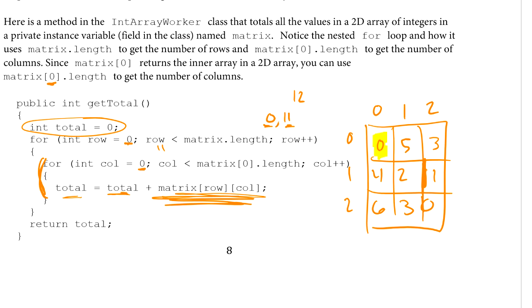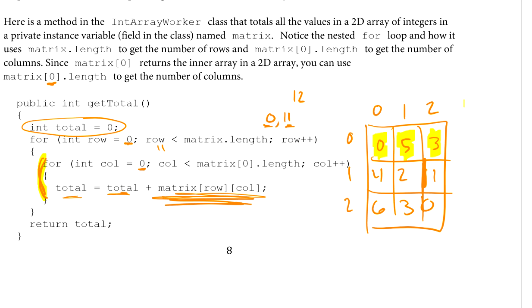Then column increases by 1, so now the next value would be a 5. So now total would be 5. And then again, the column number inside of this inner for loop increases by 1. So now the current row matrix value would be 3. 5 plus 3 is 8, so my total is 8. Now, I've completely gone through that entire row, getting all the column values, right? Column 0, 1, and 2 for that row.